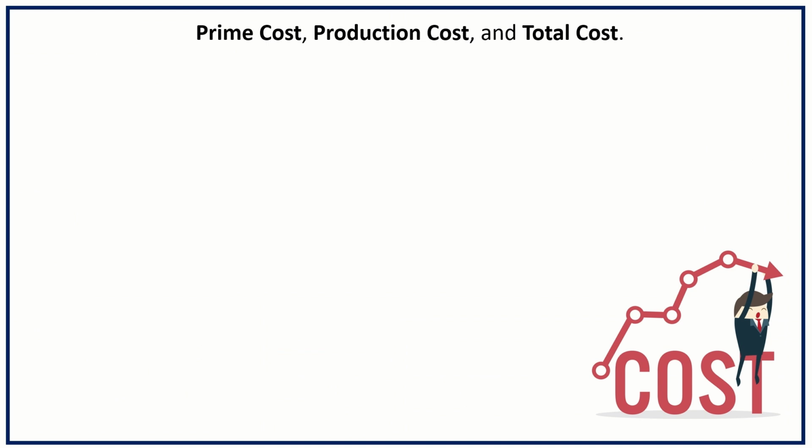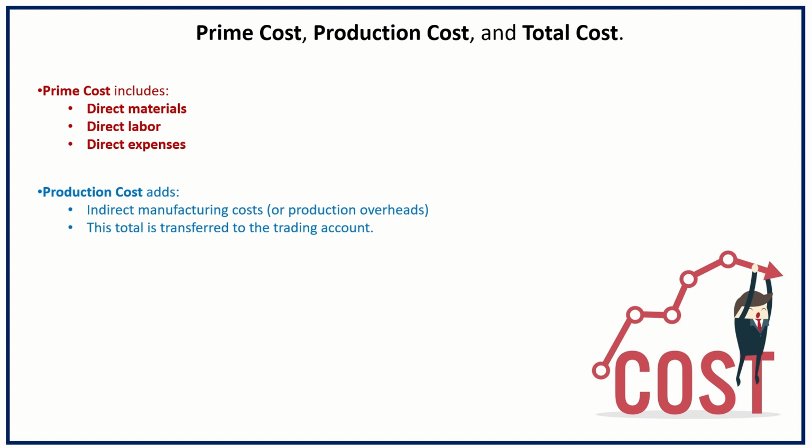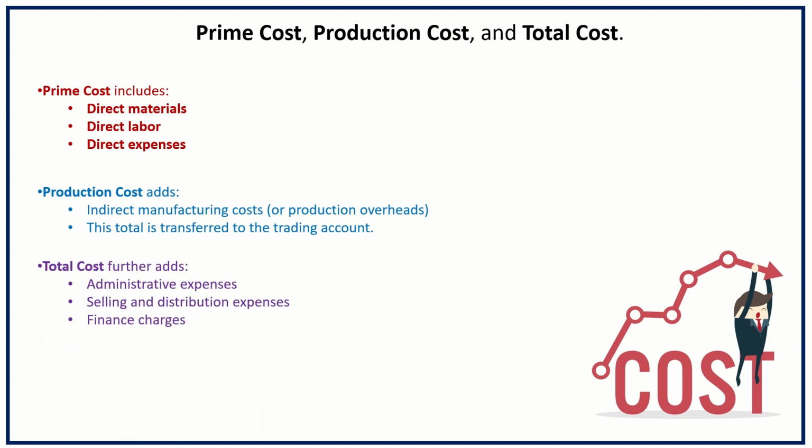Prime cost, production cost, and total cost. As you can see here, the prime cost includes direct material, direct labor, and direct expenses. Production cost includes the indirect manufacturing cost or production overhead. This total is transferred to trading account later. And then the total cost further adds the administrative expense, selling and distribution expense, and financial charges.